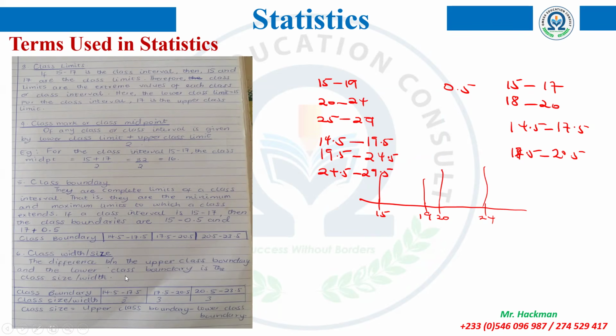Okay, and anytime we talk about width or size, obviously, you know, we are going to look at the difference. Okay, the difference. So here we are going to look at the difference between two quantities. And if you look at the class size, you can see that we say it is the difference between the upper class boundary and the lower class boundary. So the definition is in terms of what? The boundaries, not the limits.